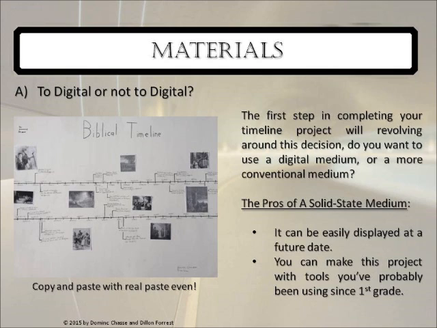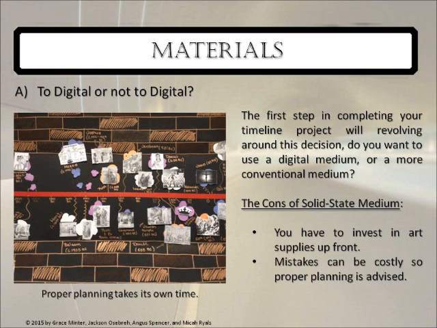And another pro of this is that odds are most of you have probably been using many of the kinds of tools to make a solid state timeline for most of your life. Rulers, crayons, pencils, pens, scissors, paste, glue. All these kinds of things, chances are you've been using since you were in kindergarten or first grade. And so I'm hoping that if push comes to shove, this is at least the kind of medium where you say, all right, I at least know how to do this without too much problem.